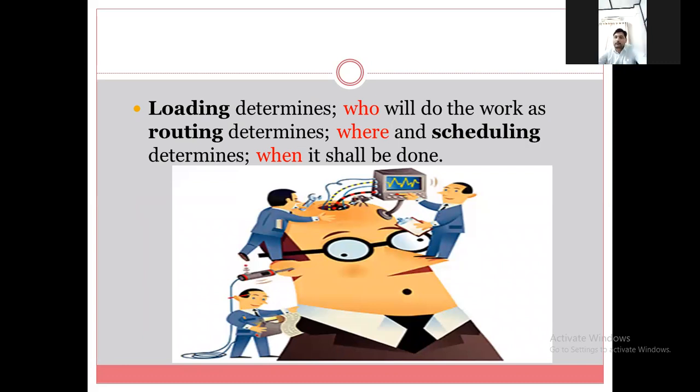So here, in a simplified manner, it is provided. Loading determines who will do the work, routing determines where that work will be performed, and scheduling determines when it shall be done. Loading tells you who is going to do it, which machine or which worker. Routing tells you where, at which workstation. And scheduling tells you when you are going to do it.